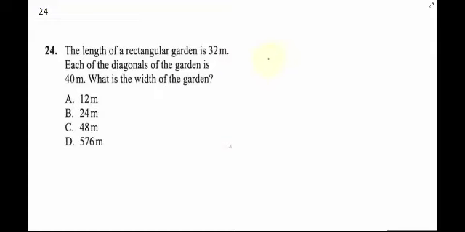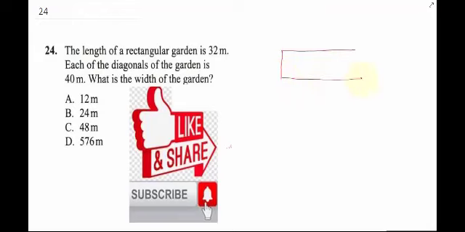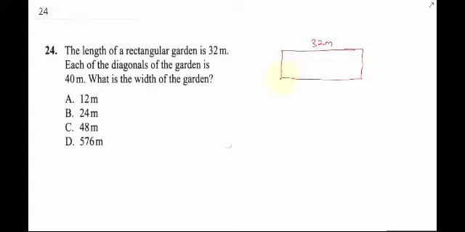And this question says the length of a rectangle garden is 32 meters. So I'm going to draw my rectangle garden. So this is 32 meters. Each of the diagonals of the garden is 40 meters. So this is 40 meters. Now we're looking for the width, so we're looking for x. So here is going to be 32 and here is going to be x. So I can put my right angle triangle. So in order to solve this, I'll be working on this triangle here.